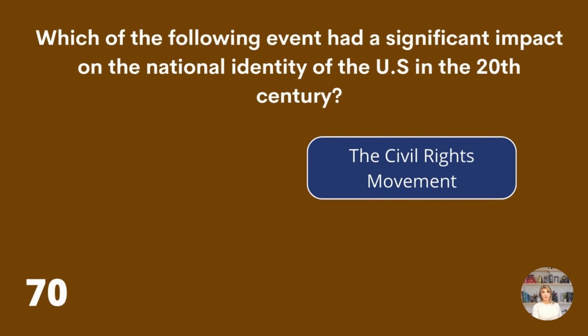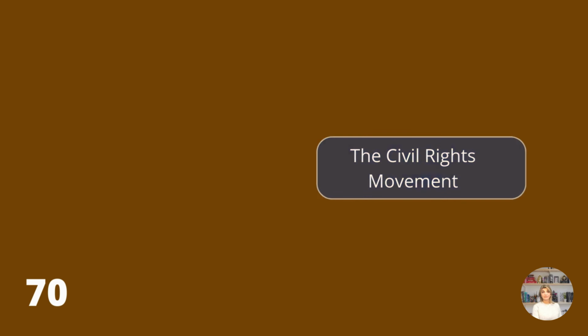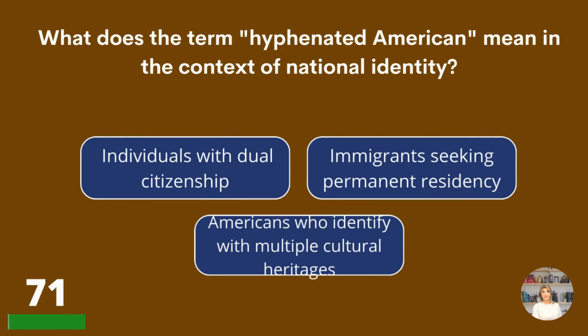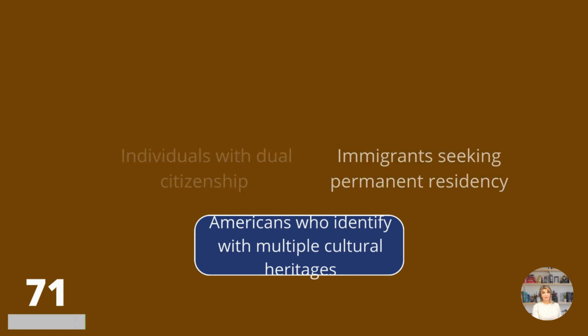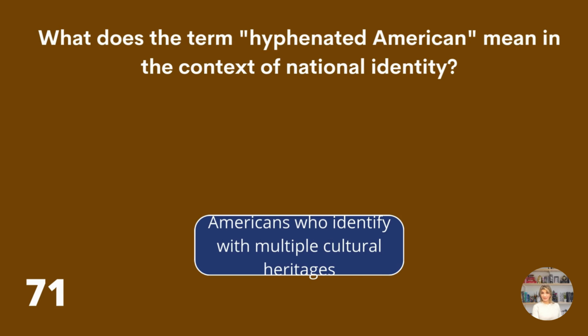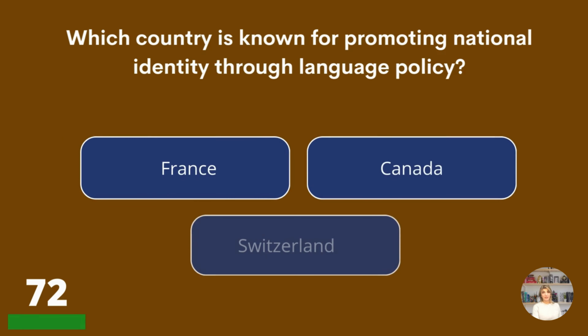The Civil Rights Movement. What does the term hyphenated American mean in the context of national identity? Individuals with dual citizenship, immigrants seeking permanent residency, or Americans who identify with multiple cultural heritages? And the last one is the answer. Which country is known for promoting national identity through language policy? France, Canada, or Switzerland?